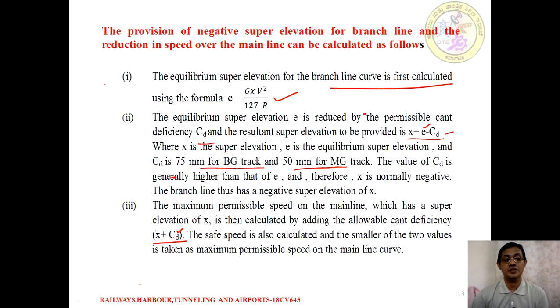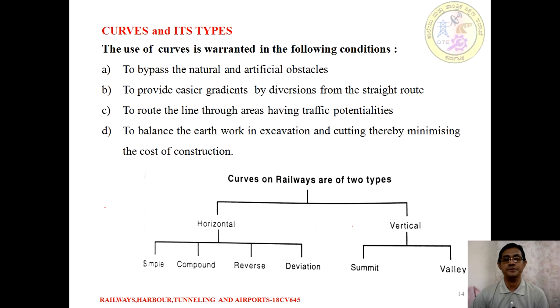So, the safe speed is calculated based on these two criteria. The smaller of the two values is taken as the maximum permissible speed for the main line. Next, moving on to curves and their types.